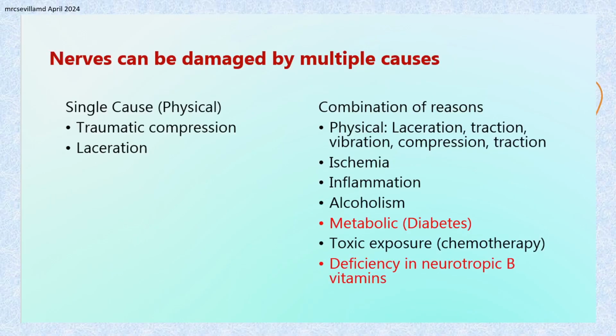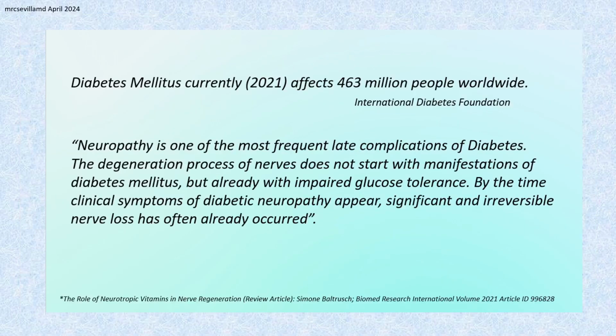Nerve damage may be due to multiple causes, such as physical trauma or a laceration which can sever the nerve itself. More commonly, it is a combination of factors that come together to injure the nerve, as you can see from this list. Of course, diabetes is one of the most common causes of neuropathy. There are millions of diabetics worldwide, and in most cases, by the time these millions start to develop symptoms, the nerve damage will already be significant and possibly irreversible.